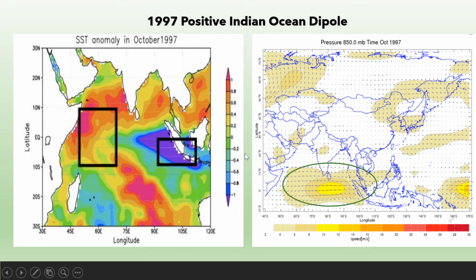During October 1997, which was the strongest positive Indian Ocean dipole so far, you can see the West Indian Ocean is very warm and the East Indian Ocean is very cool. And you can see the wind pattern at 1.5 kilometers above mean sea level moving from east to west, that is from the East Indian Ocean to the West Indian Ocean. So the wind pattern from the surface to 3 kilometers above sea level always moves from the cool zone to the warm zone.